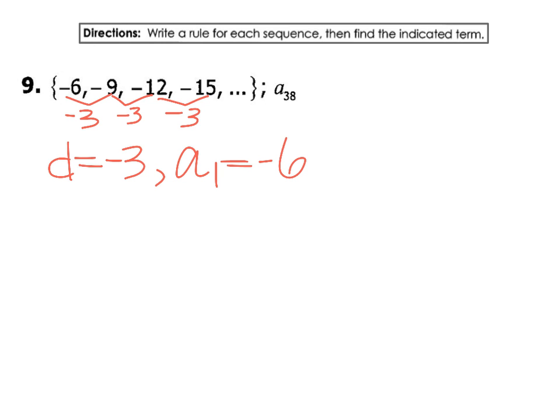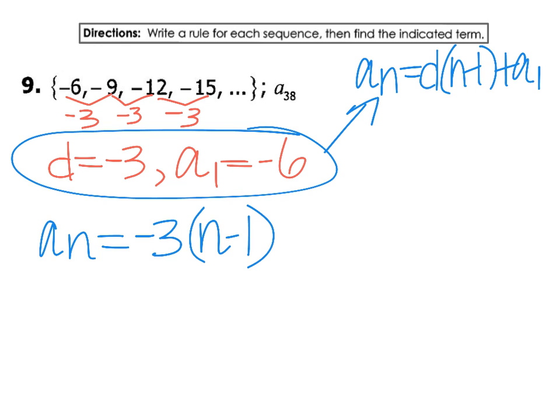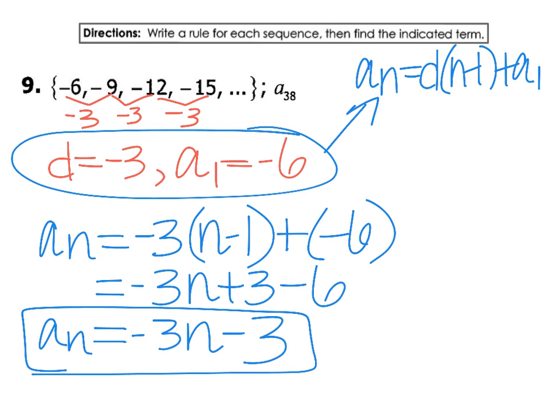Now we're going to use that formula we know. We know A sub n equals common difference times n minus 1 plus the first term. We're going to plug this information into this formula to get our rule. So we say A sub n equals our common difference, which is -3, times n minus 1, we don't know what n is, plus our first term, which is -6. Now we're just simplifying. Distribute the -3, subtract 6. We get that A sub n equals -3n minus 3. And there's our rule for the sequence.